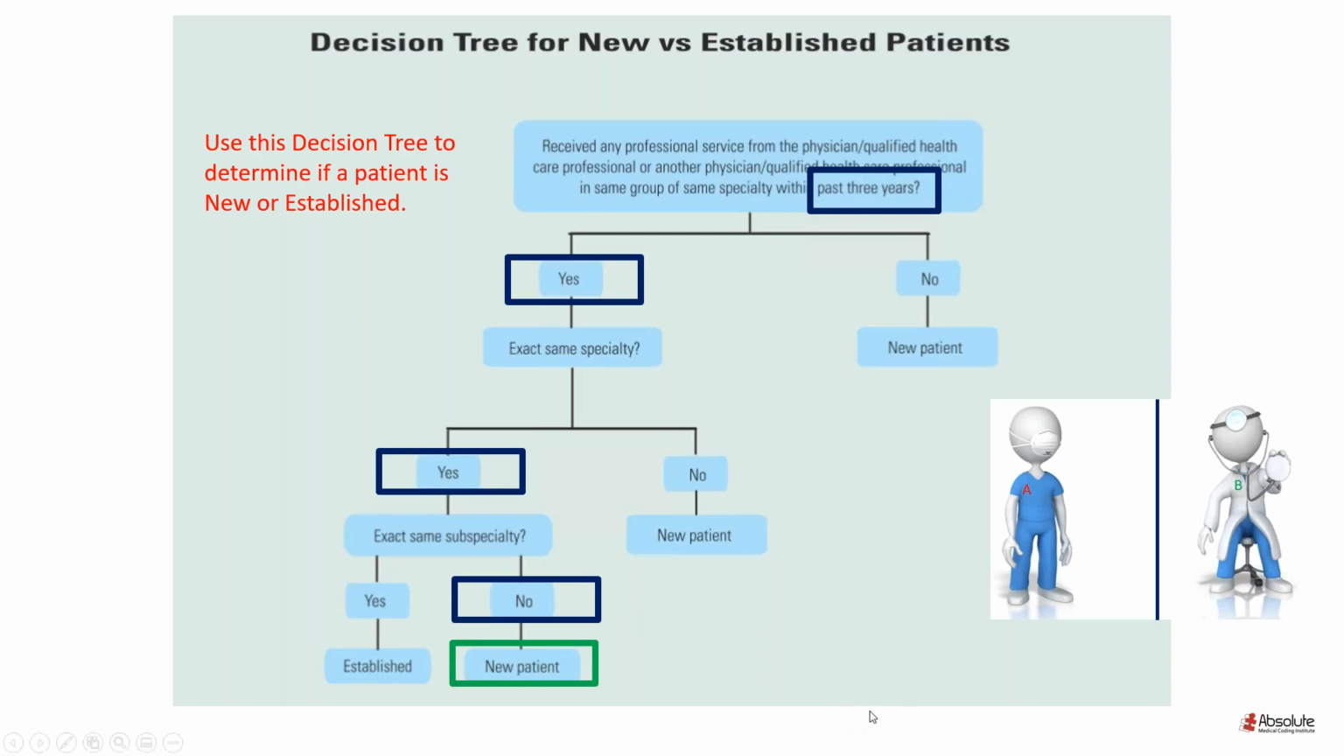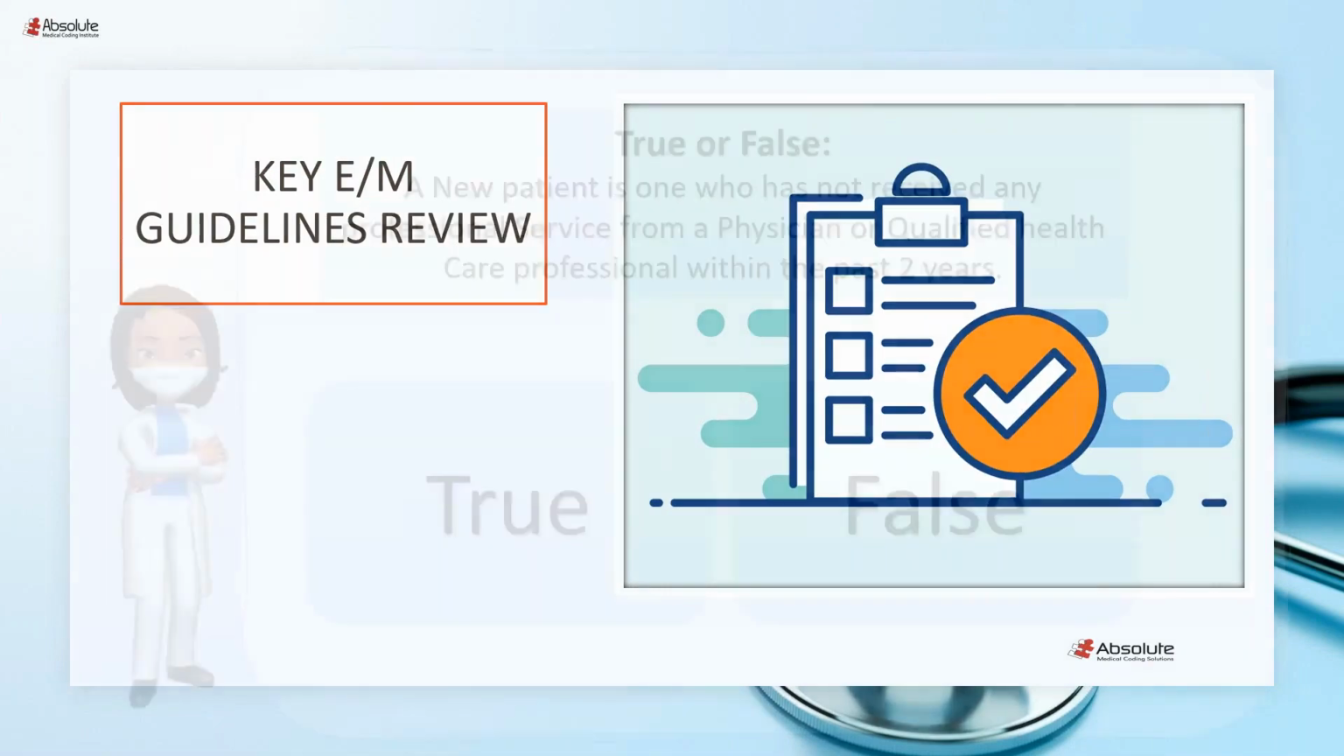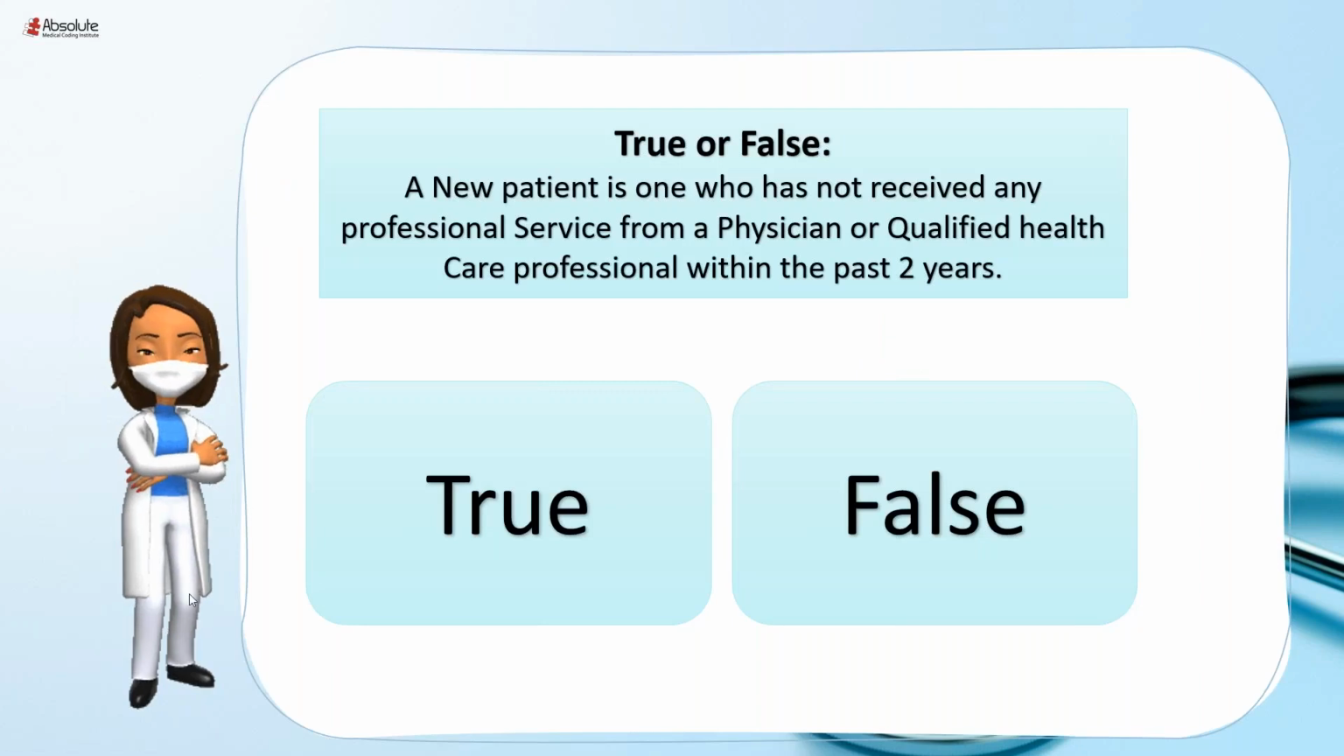But before we get on to our discussion, I want to know what you already know about E&M coding and how familiar you are with the new and established patient. All right, quick question. True or false? A new patient is one who has not received any professional service from a physician or qualified healthcare professional within the past 2 years. True or false? Type your answer in the chat.